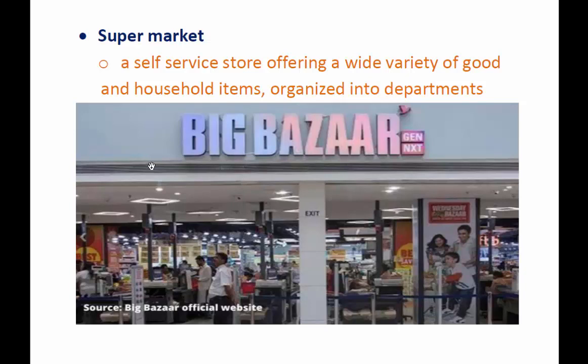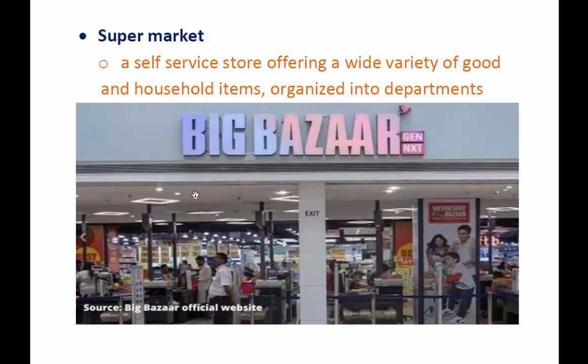Even if you don't buy anything, you can just visit and see how a supermarket works, for your knowledge. Many supermarkets are coming up. In America, we have Walmart. Walmart is a very popular supermarket. You get everything from needle to car and all. So this is what we call a supermarket. I'm sure you have understood what a supermarket is. Big Bazaar is one of the best examples of a supermarket.